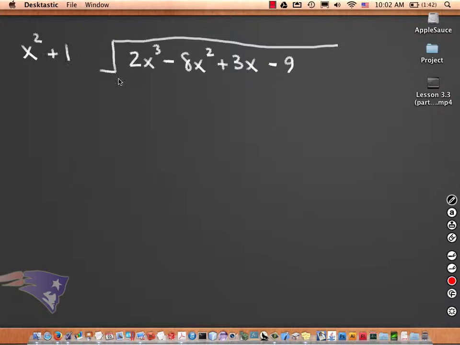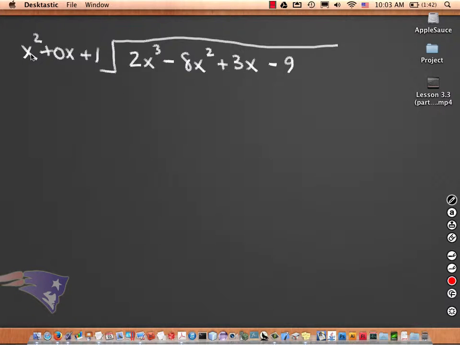X squared plus 1. Okay, now immediately right here where it says x squared plus 1, I'm going to erase the plus 1 and I'm going to put a plus 0x plus 1. And that's going to help me stay perfectly organized. Do you see how that one little thing you got to be careful of?